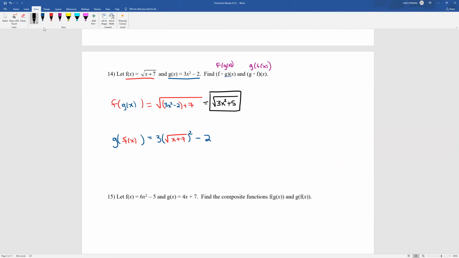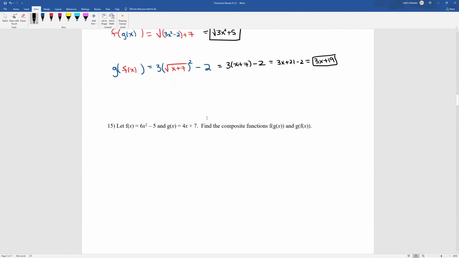Now, when you're simplifying this one, the square and the square root are inverses of each other. They cancel each other out. So we're just going to get 3 times x plus 7 minus 2, and we do want to work that out. So that's going to be 3x plus 21 minus 2. So 3x plus 19. So there's my composition both directions.